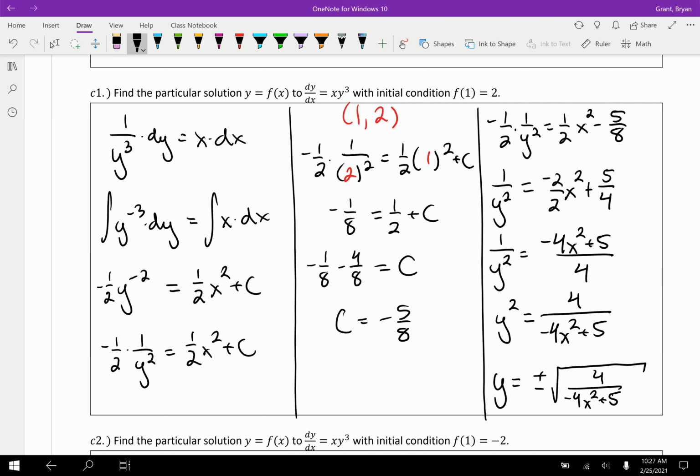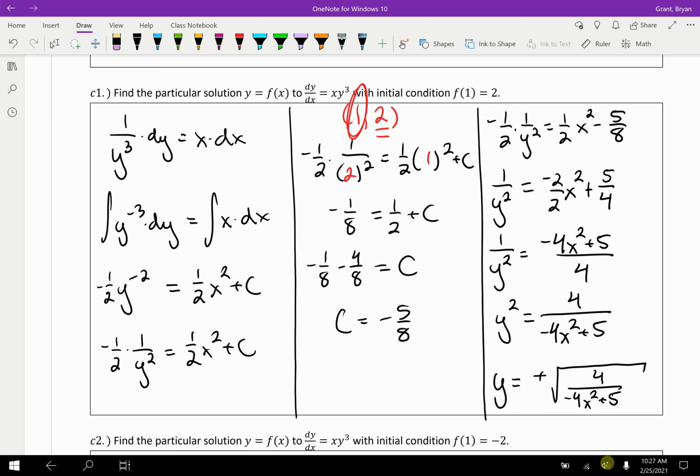But wait, we're not done. We cannot keep both a plus minus. We need to choose the right branch that matches our initial condition. How do we know? Just substitute in the initial condition. We need to substitute in 1 for the x's and get an answer of positive 2. Well, this is pretty easy. Which answer will give us a positive branch? Oh, right, the positive square root.